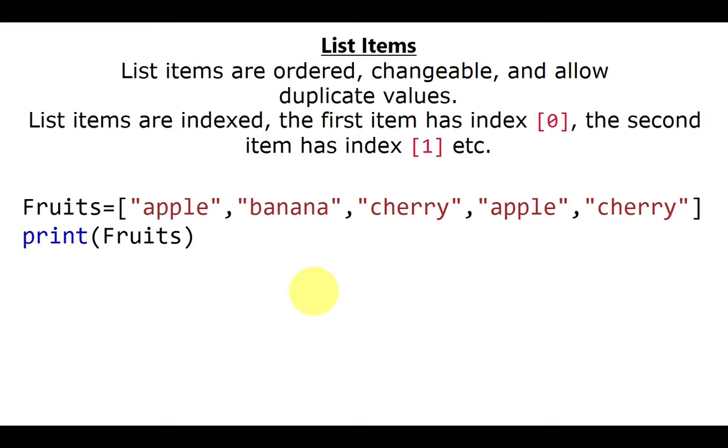List items. List items are ordered, changeable, and allow duplicate values. List items are indexed. The first item has an index of 0. The second item has an index of 1. So the value we have here, apple, has an index of 0, while banana has an index of 1, and cherry has an index of 2, then 3, and 4.